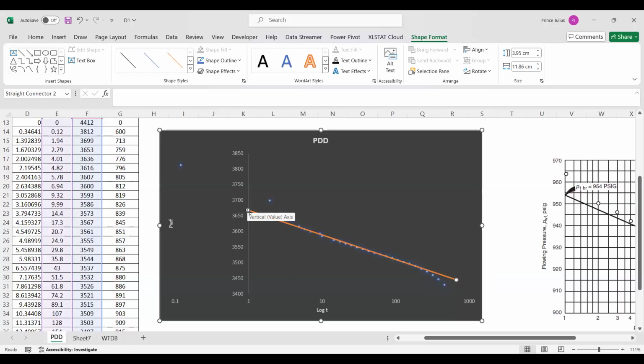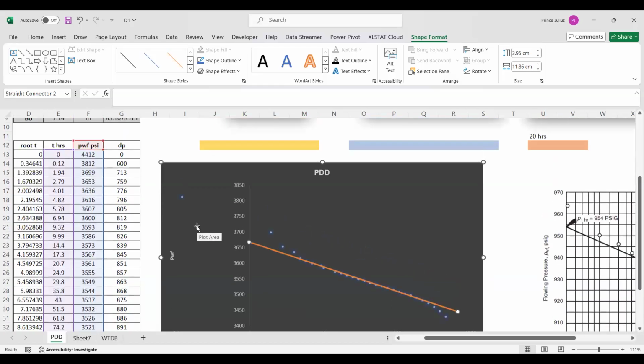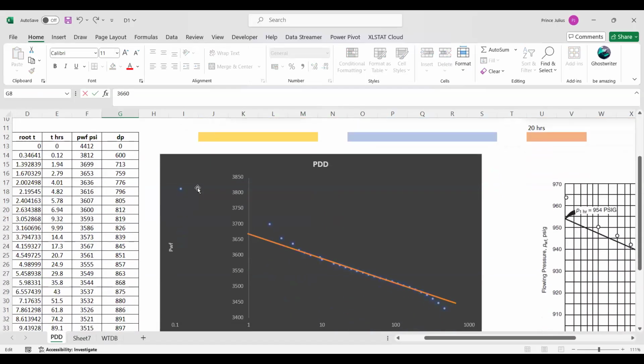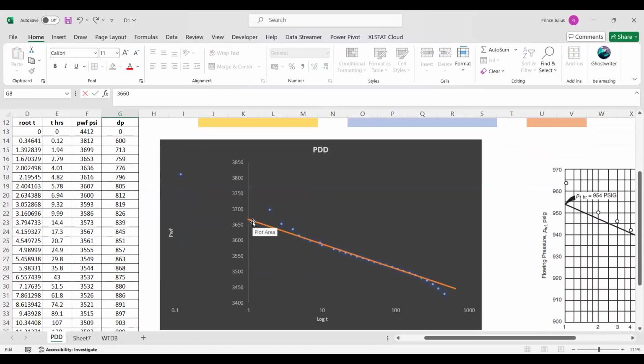So this is the point where it is intercepting, which could be the pressure at 1 hour. You can see 1 hour is here. It is touching around 3650, and it is in between 3700. So you can take the value of about 3660. I will be taking the value as not 3625, but rather 3660. So with this data, I got the pressure at 1 hour equivalent to 3660.